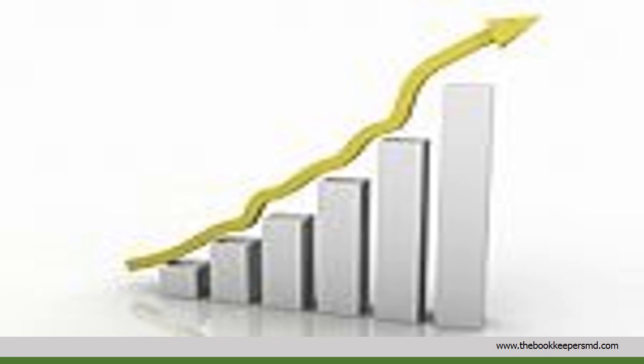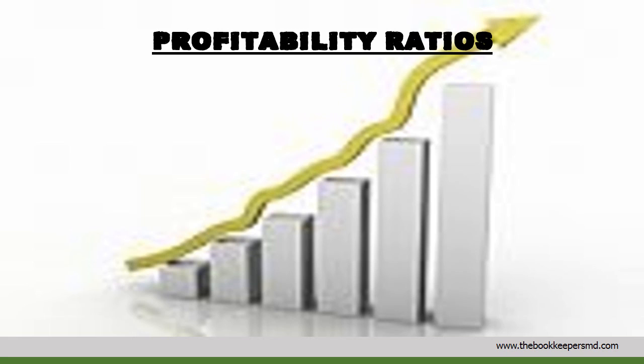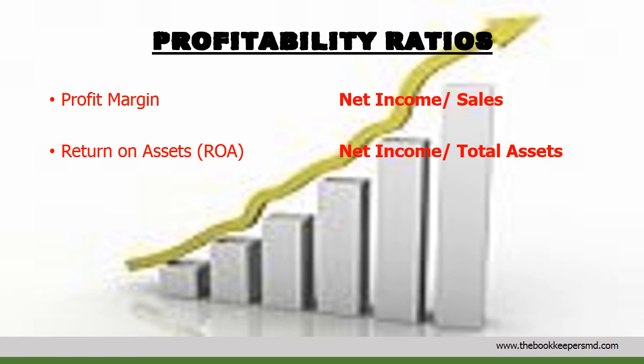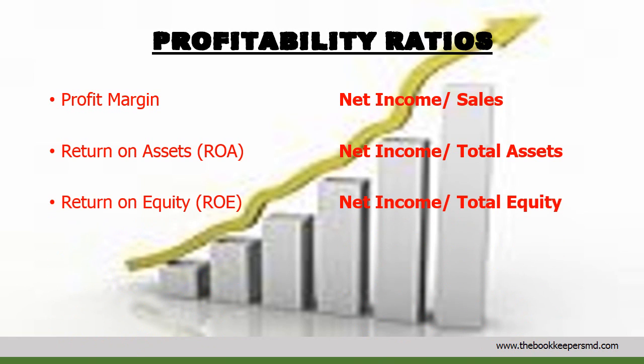The next category of ratios we will discuss are profitability ratios. These ratios basically measure our profit. Profit margin is calculated by dividing net income by sales. Return on assets, or ROA, is calculated by dividing net income by total assets. And lastly, return on equity, or ROE, is calculated by dividing net income by total equity.